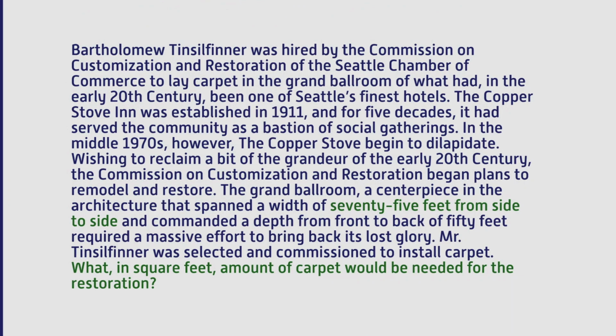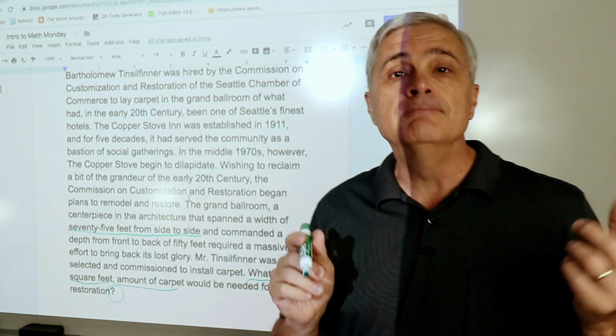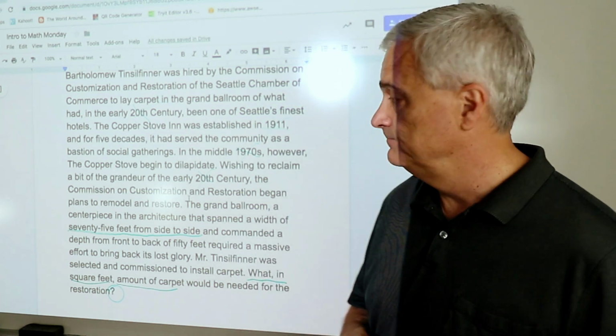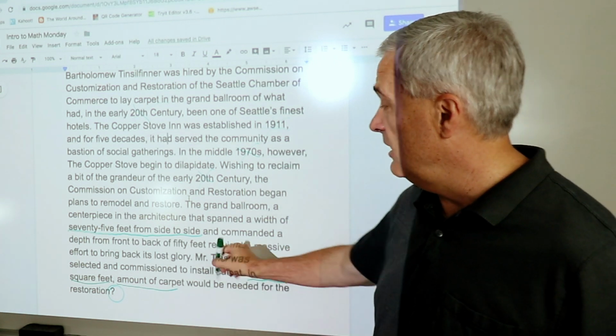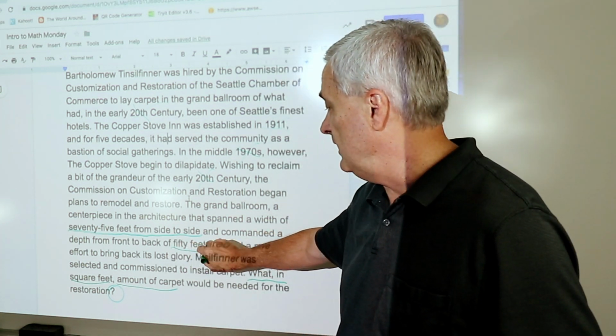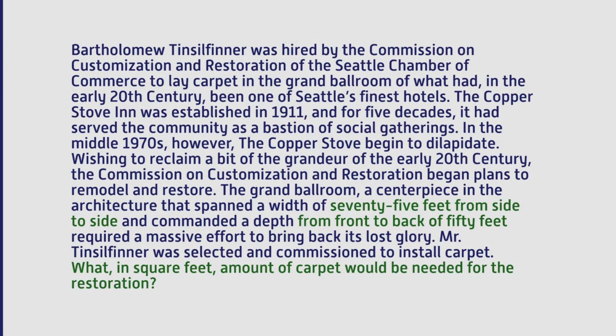75 feet from side to side. Now there's a piece of information. If I'm trying to find the area, now I'm thinking, they typed their numbers out. The hyphen there helped me find it. Scanning, hey, feet. 50 feet. There's another. 50 feet front to back. Now, I have a length and a width.